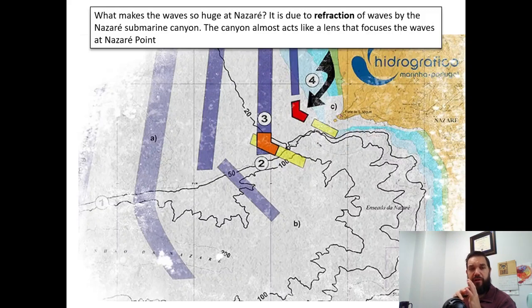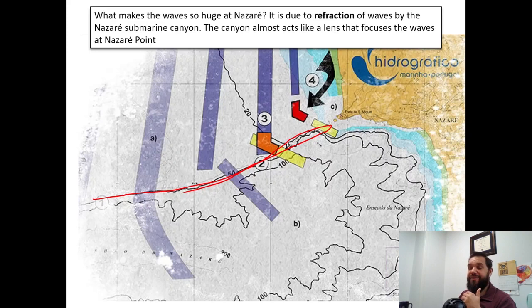I know we've been going on a long time, but we're going to talk about this in just a minute. We're going to talk about how waves can be bent like a lens. You're going to see that, number one, things are being focused in on Nazaré. But another very important thing is that there's a submarine canyon right off the coast of Nazaré. And what that means is that there's very, very deep water very close to the coast, in the submarine canyon. So remember, with the deep water, the waves can be bigger.